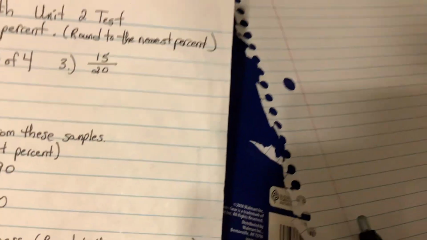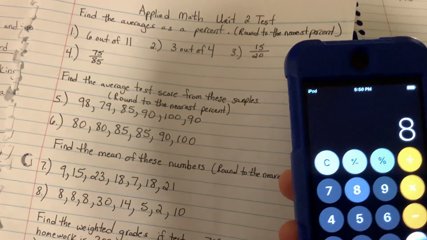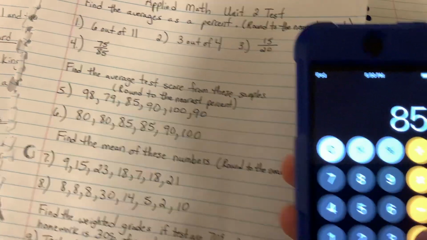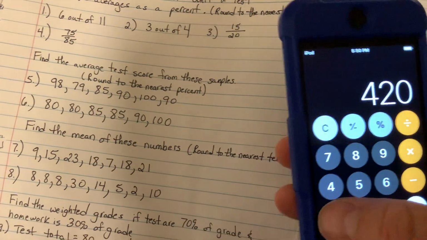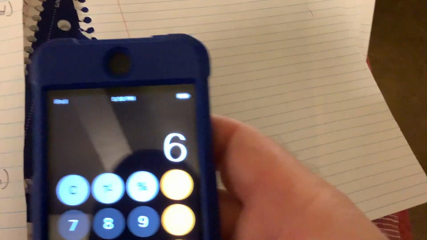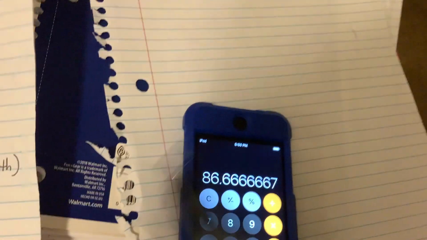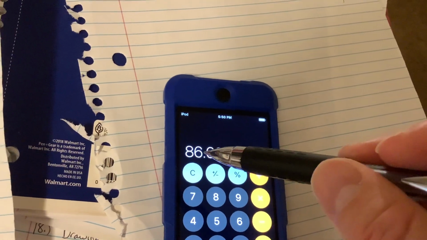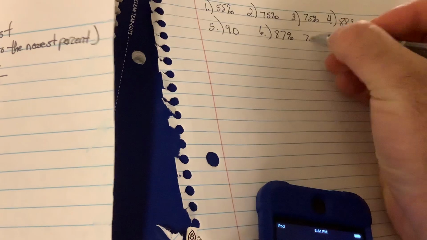Number 6 is, let's add these up. So 80 plus 80 plus 85 plus 85 plus 90 plus 100. And we're dividing by 1, 2, 3, 4, 5, 6 again. And you get an 87% rounded to the nearest 10th, okay? Because it's 86, but that goes up to a 7 because the other number is a 6. So 87%.